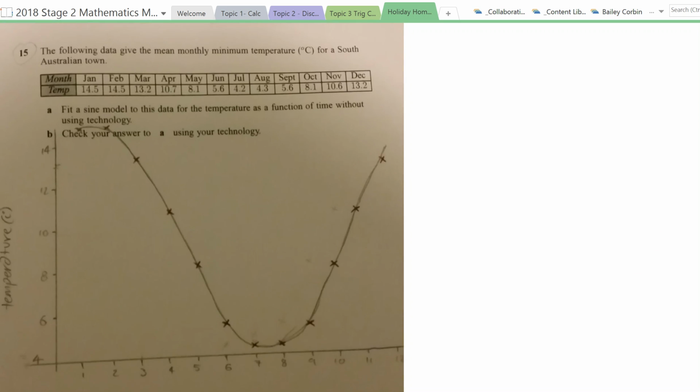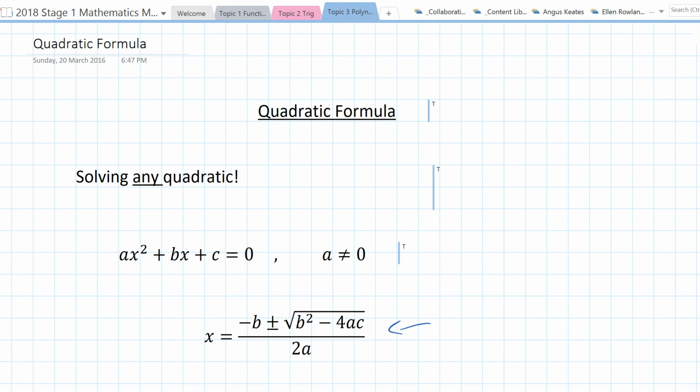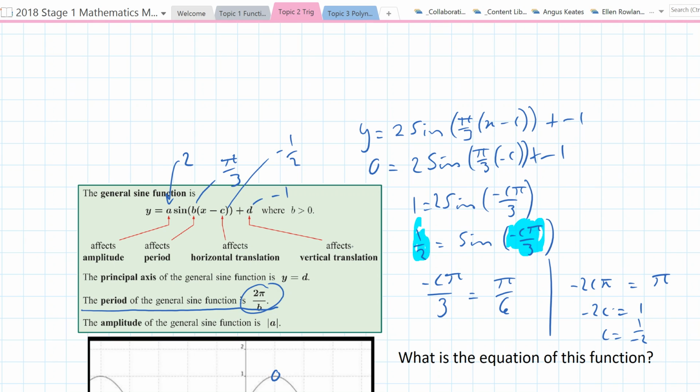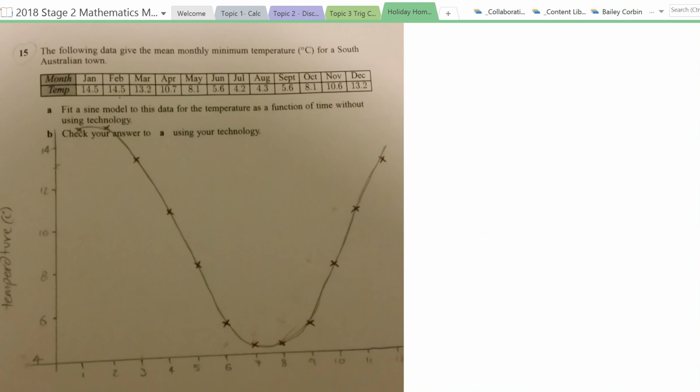Finally, this is very similar to the investigation. In the investigation you needed to find a trig model, which would have looked something like this, with amplitude, period, horizontal translation and vertical translation. All of those variables are fitted to a graph, and here you need to fit all of that by hand to a graph, exactly like part A of your investigation.